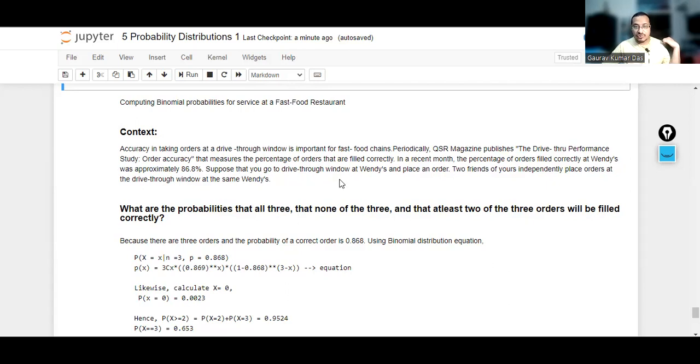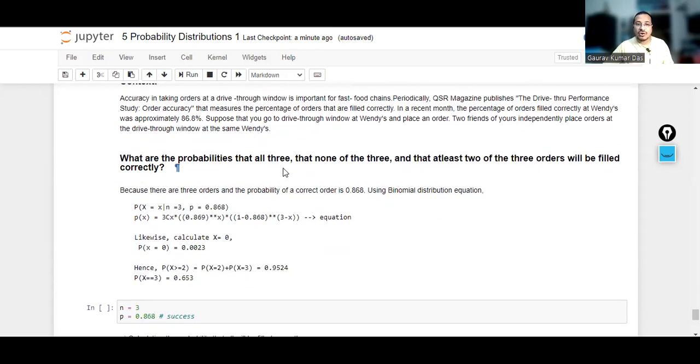Suppose that you go to a drive-through window at Wendy's and place an order. 2 friends of yours independently place orders at a drive-through window at the same Wendy's. What are the probabilities that all 3, none of the 3, or at least 2 of the 3 orders will be filled correctly? How many trials in total? 3 trials, n is equal to 3.